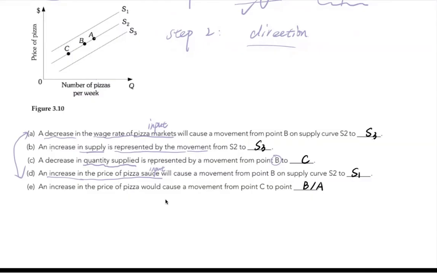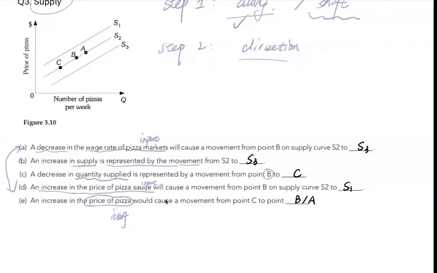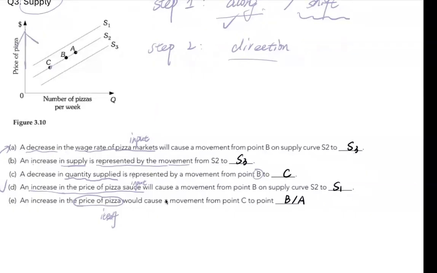And for E, an increase in the price of pizza itself. Remember that the quantity supplied change would be along the curve, right? So we are just looking at A, B, C with 3 points. Originally the point is C. The increase in price would be this direction. So this point could change from C to B or C to A, because we don't know how much the movement is.